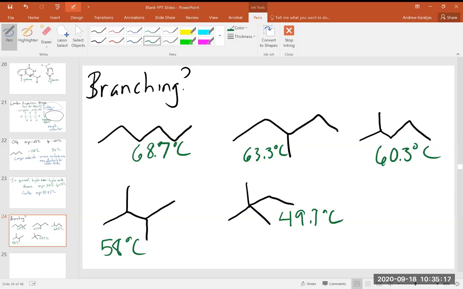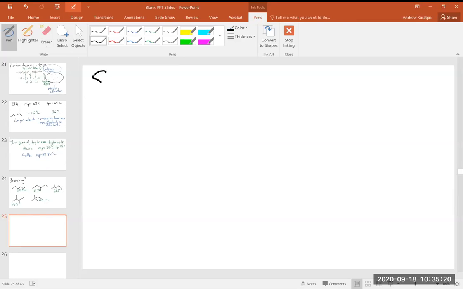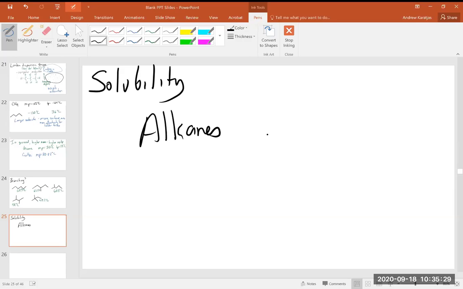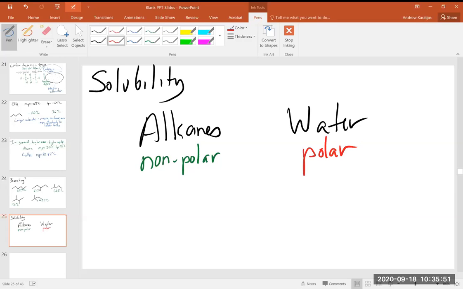The second thing to consider that intermolecular forces play a big role in, solubility. And in general, we're just going to concern ourselves with solubility in water. So what do we think? Are alkanes soluble in water? Well, alkanes, which contain only van der Waals forces, are highly nonpolar. Water, on the other hand, with hydrogen bonding, is very polar. So will they be soluble? Answer is no.